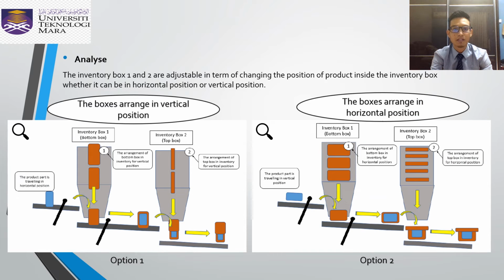Next, after collecting all of the data based on the problem, the data was analyzed. From the illustration, for the first option, the position for arranging the box inside the inventory is based on how the product part travels through the assembly line. When the product travels horizontally, the box will be arranged in a vertical position inside the inventory box. Otherwise, when the product travels vertically, the box will be arranged in a horizontal position inside the inventory box.